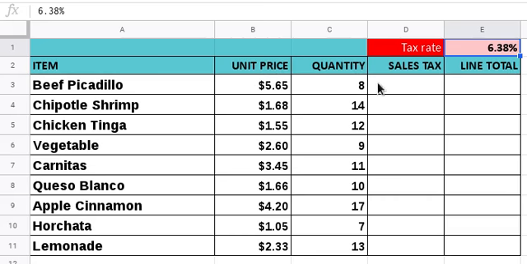In this case, the total cost is equal to the unit price multiplied by the quantity bought or quantity sold. So the total you get here is what is multiplied by the tax rate to get the sales tax. Let's do it. It's equal to tax rate multiplied by the unit price.